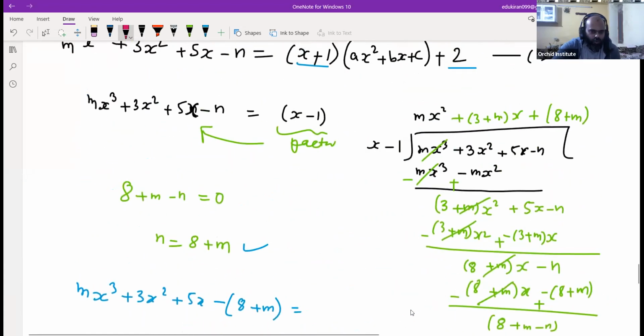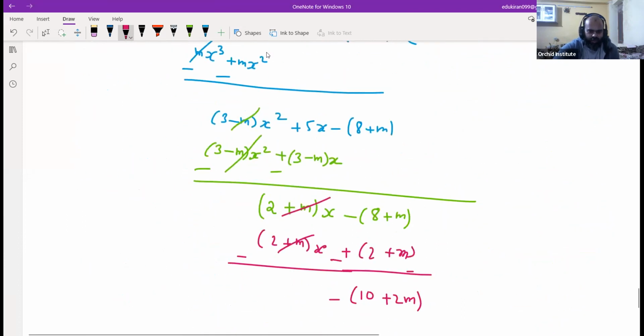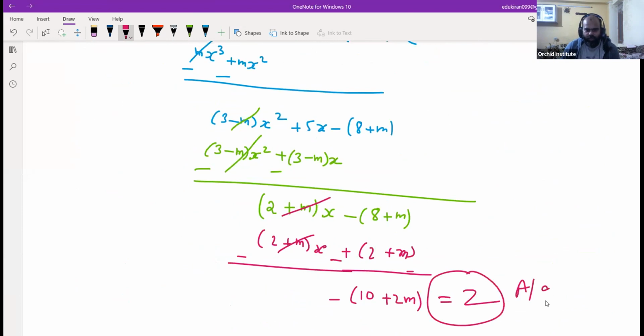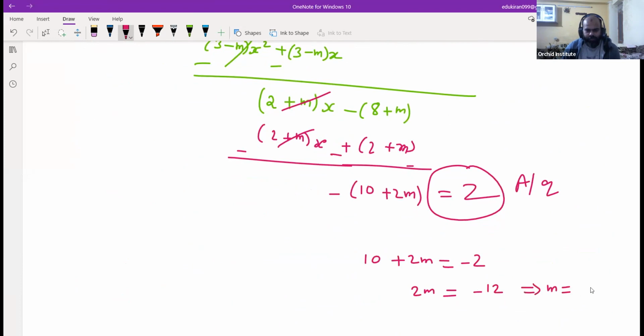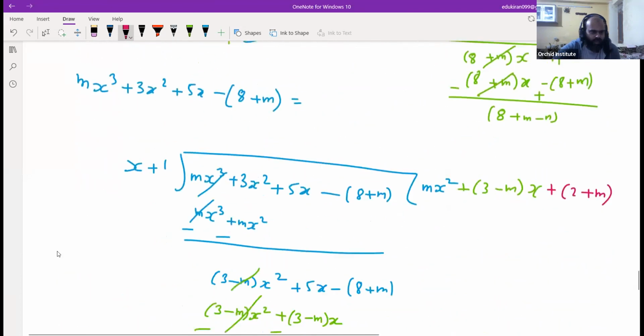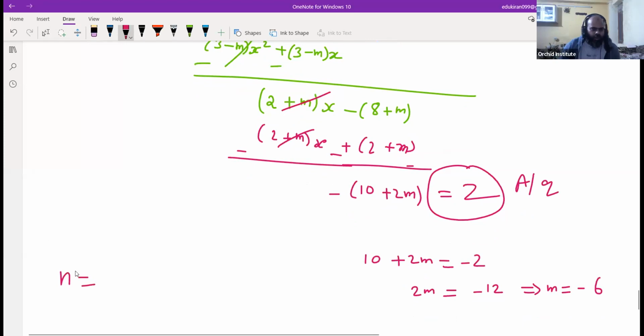Now you are saying that when you divide it by x plus 1, you have a remainder 2, which means that what we are finally getting is equal to 2, according to the question. So 10 plus 2m is equal to minus 2. So 2m is equal to minus 12. So m is equal to minus 6, and n is equal to 8 plus m. So 8 minus 6 will be 2. So these are the values of n and m.